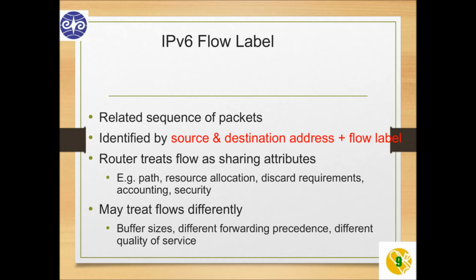Dear students, every device, transmitter or receiver, contains a specific buffer, so buffer size may vary. According to this variance in buffer size, flow control may treat it differently. But the main point in this slide is that IPv6 provides a flow label which is used for flow control.